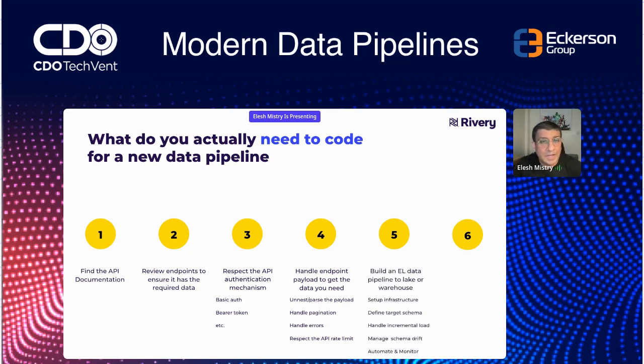Build an EL data pipeline to the lake or warehouse. So you've considered all of the points about connecting to that data source. You've now understood how to interrogate that payload. Now you need to string it all together. And you don't need to just string it together, you need to schedule it.